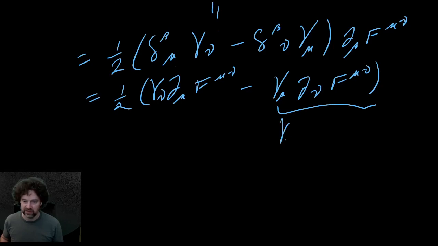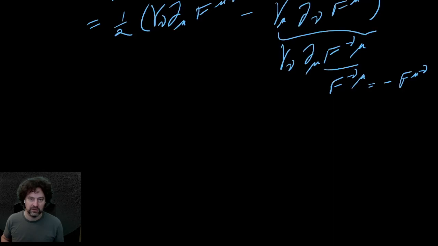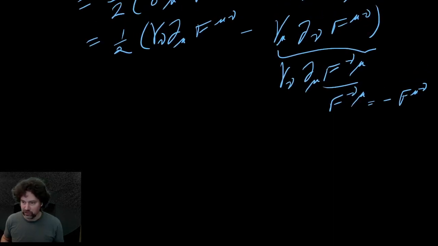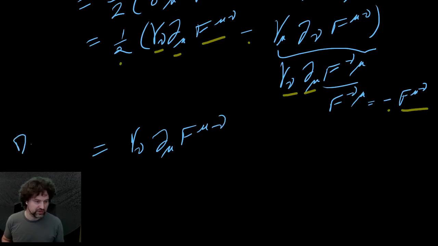So this we can say is gamma mu d mu f mu mu, but f mu mu is minus f mu mu. Now we have an f mu nu, we have an f mu nu, we have a d mu and a d mu and a gamma mu and a gamma nu. Everything matches nicely. The minus sign will be killed by that minus sign, and so this wipes out the half. This is now just gamma nu d mu f mu mu. So this we have now just computed grad dot f.